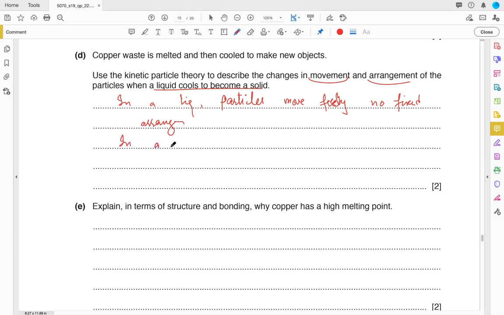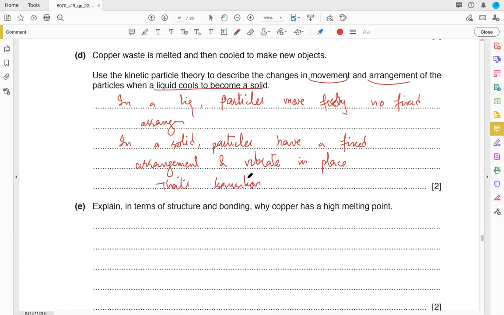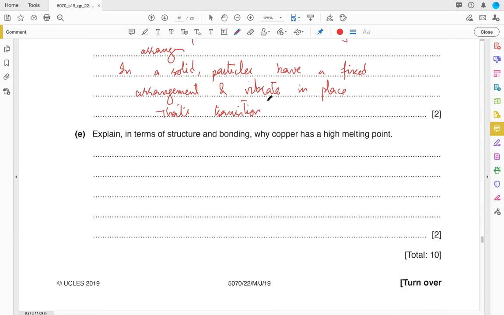And in a solid, particles have a fixed arrangement or regular arrangement and vibrate in place. And that's the transition. The transition that happens when it goes from liquid to solid. You can phrase it any way differently, but just make sure you refer movement in liquid, movement in solid, arrangement in liquid, and arrangement in solid, and that's good enough.